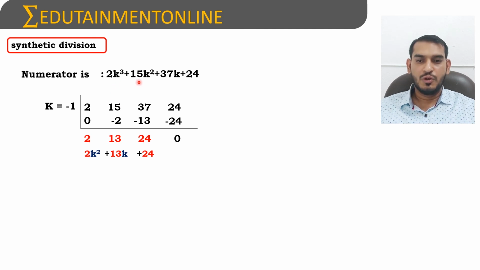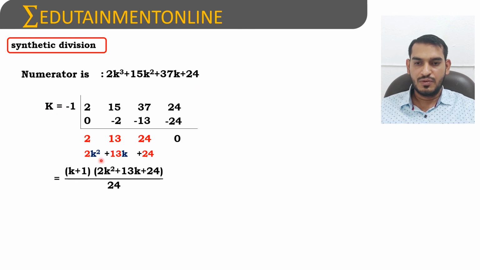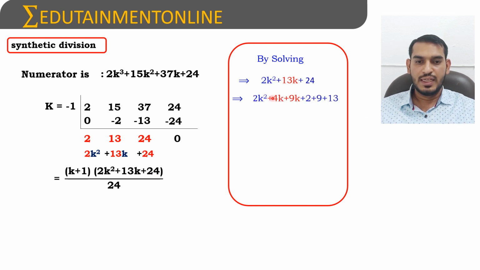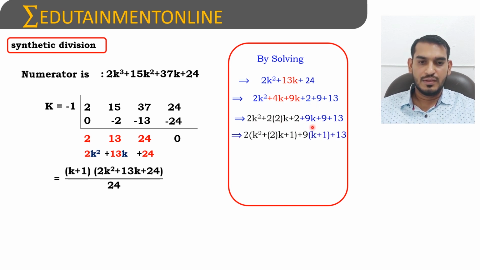Now this 2k cube plus 15k square plus 37k plus 24 can be written as (k plus 1) into (2k square plus 13k plus 24). Now converting this quadratic equation 2k square plus 13k plus 24 into the required format, we can split the middle term as 4k plus 9k, and the 24 can be split as 2 plus 9 plus 13. So 2k square plus 4k can be written as 2 into (k square plus 2k) plus 9k plus 9 plus 13.